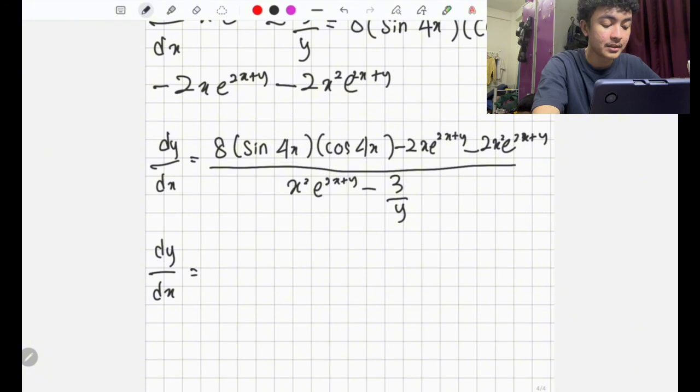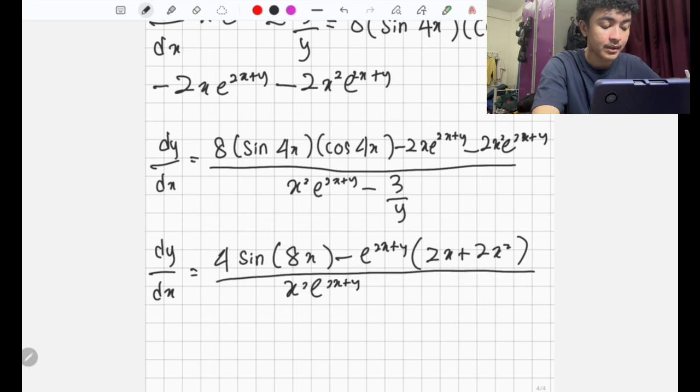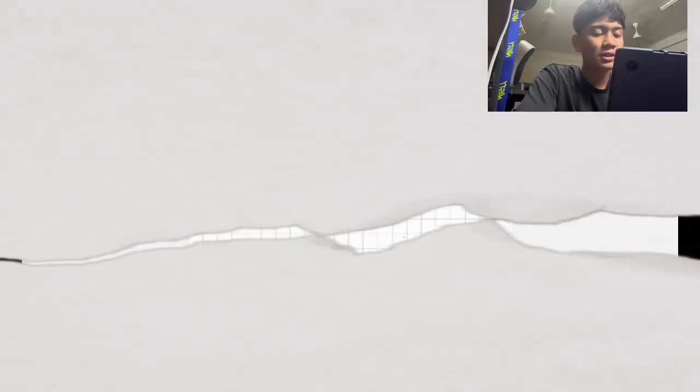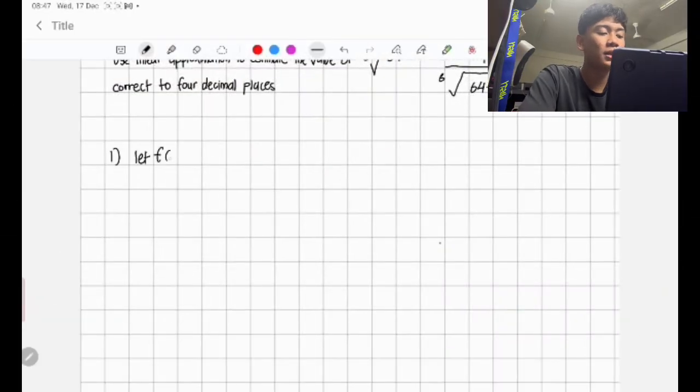dy/dx equal to 4 sin 8x minus e^(2x+y) times 2x plus 2x^2, divided by x^2 e^(2x+y) minus 3 divided by y. That's all. This question asks us to estimate the value using linear approximation.